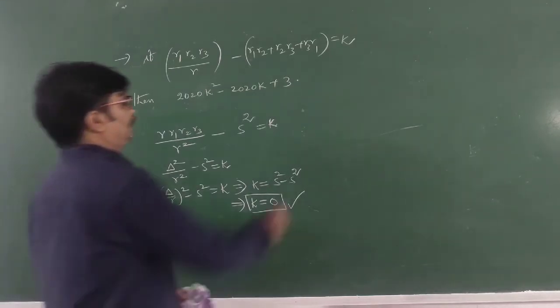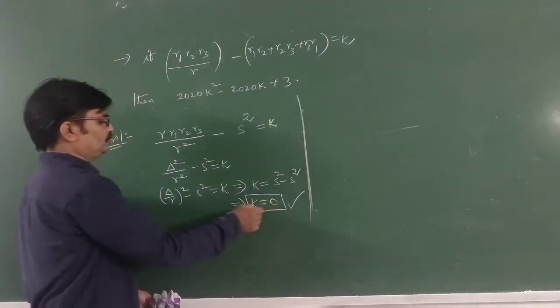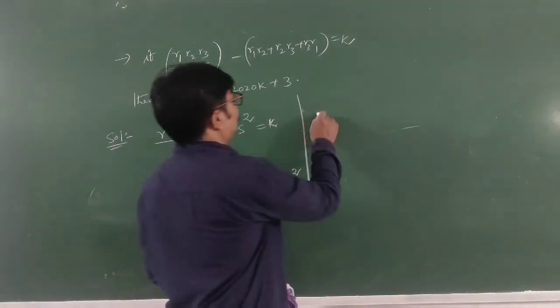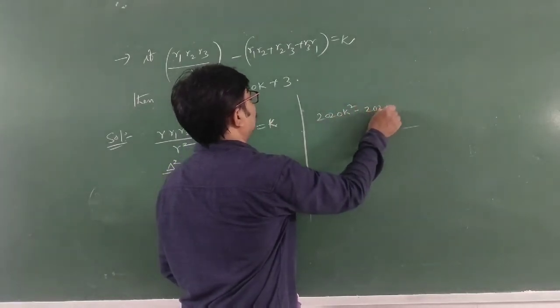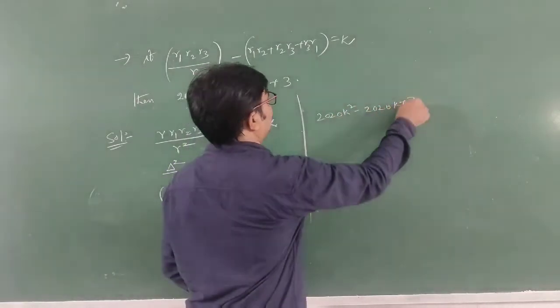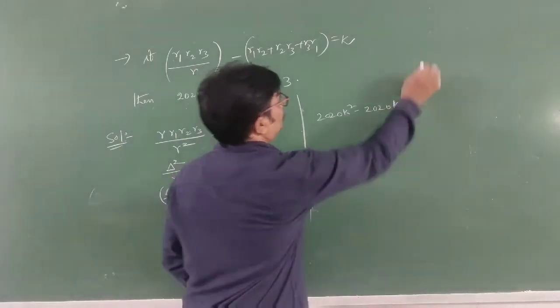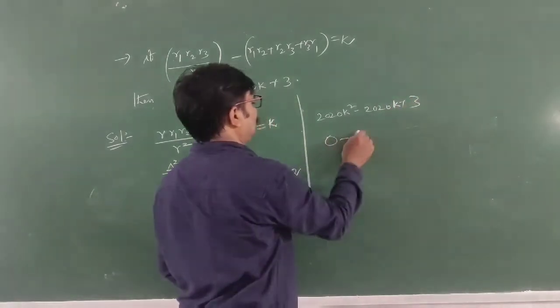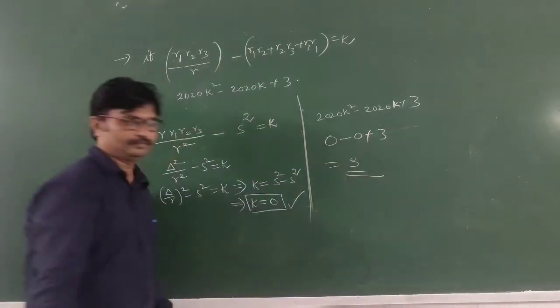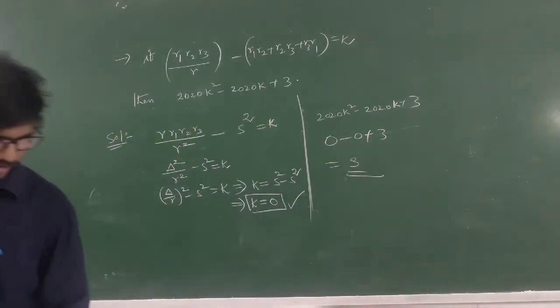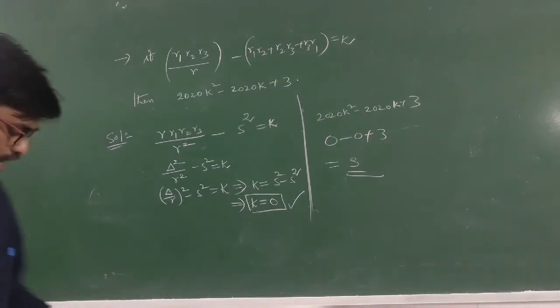So now we have to find, K value we got 0. Therefore 2020 K square, 2020 K plus 3, this is 0 minus 0 plus 3. The integer value is 3. Write down students. Now the another one.